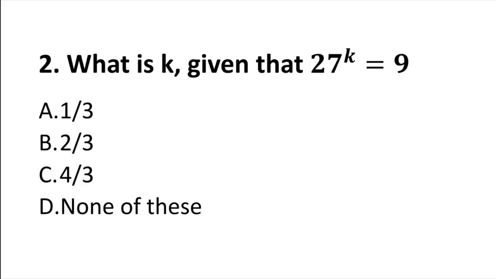MCQ number 2. What is k given that 27 power k equals 9? Options are: option A 1 upon 3, option B 2 upon 3, option C 4 upon 3, option D none of these. So what I have done, I have converted the given equation onto the base of 3.